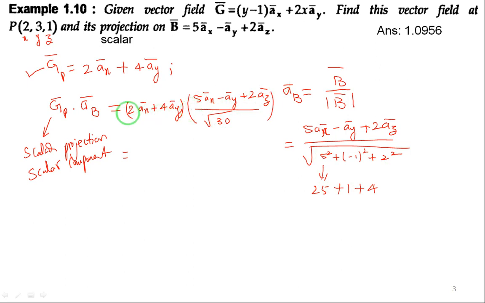So we multiply like this: ax into ax is 1, so 2 into 5 by root 30. If I multiply ax dot ay, it will be 0, ax dot az is 0, leave it. Then the second one, ay dot ax is 0, then ay dot ay is 1, so minus 4 into 1 by root 30. Solve it. Finally, after solving, I will get the simplified answer as 1.0956.